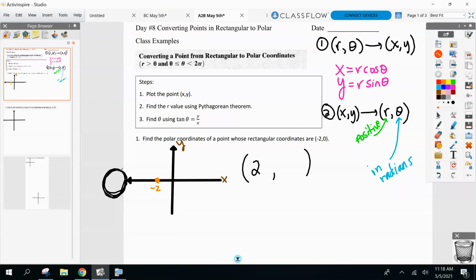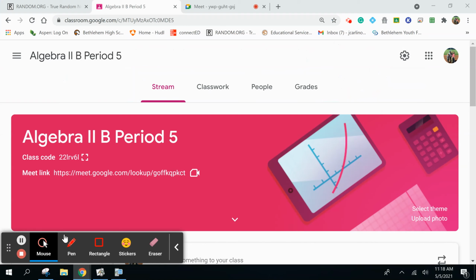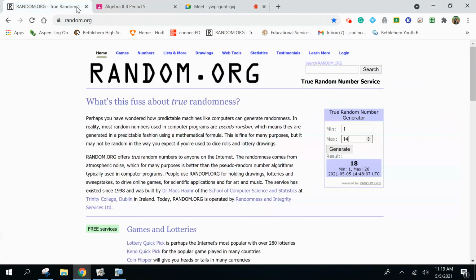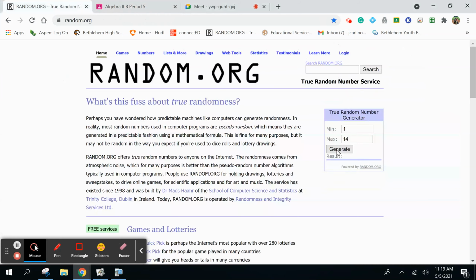Where's my sheet? There it is. All right, let's do it. Welcome back to the numbers. Already all set. Perfect.